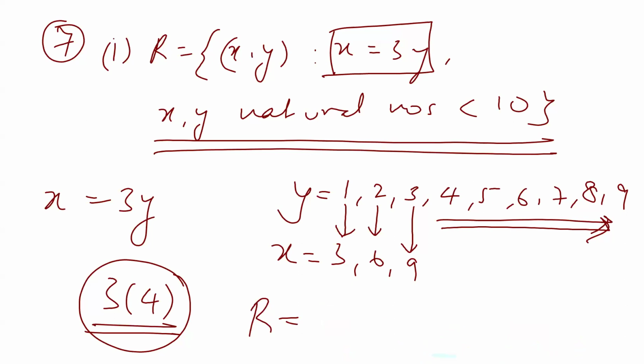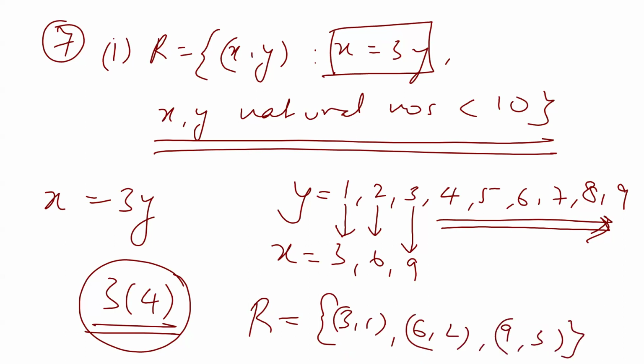X value should be first. Sorry. So (3, 1), (6, 2), and (9, 3). X values we write first, right? X comma y. So the domain is 3, 6, and 9, the set of all first components, and the range is 1, 2, and 3, the set of all second components. So domain and range set you can write on your own. That's not very difficult. Okay.